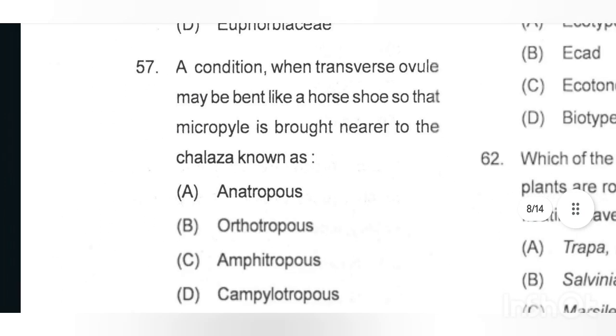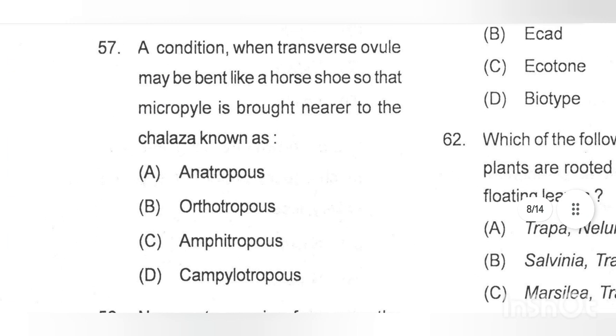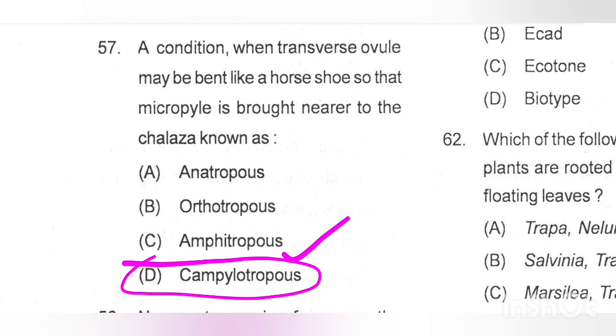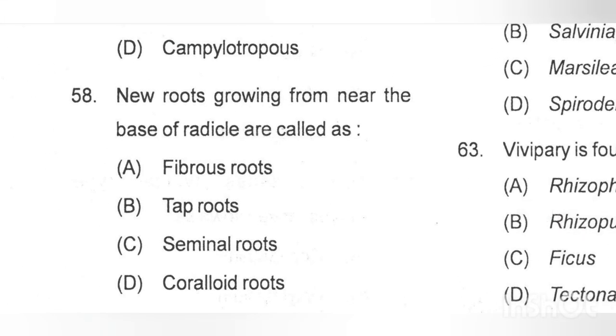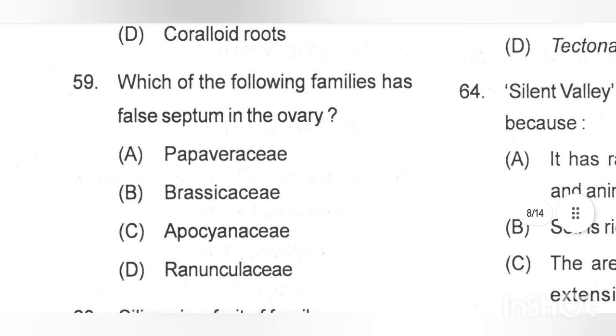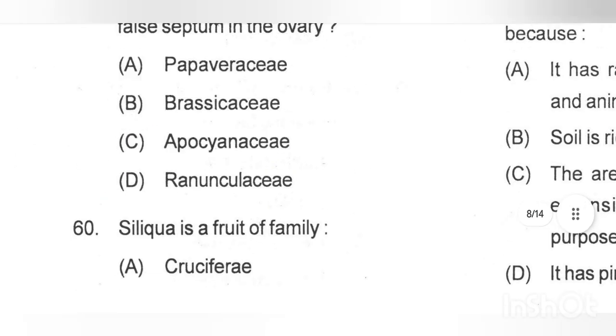Then question number 57, a condition where transverse ovule may be bent like a horseshoe so that micropyle is brought nearer to the chalazal end. This type of ovule is called your campylotropous ovule. Then question number 58, new roots growing from near the base of the radicle called as fibrous root. Then question number 59, which of the family has false septum called replum and it is present in your Brassicaceae family? Option B is the correct answer.